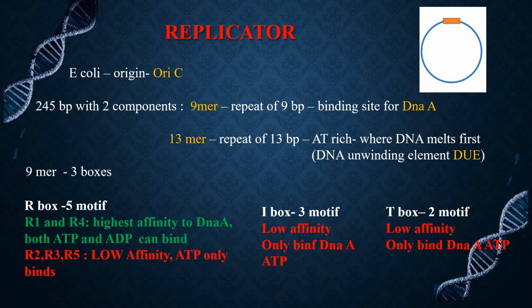The second one is the I box, which contains 3 motifs, I1, I2, I3, and they are similar to R2, R3, R5, that is, they are low affinity. They only bind to DnaA in the ATP-bound condition. The third one is the Tau box, which has 2 motifs, Tau1 and Tau2. They are low affinity and only bind with the DnaA-ATP conformation.